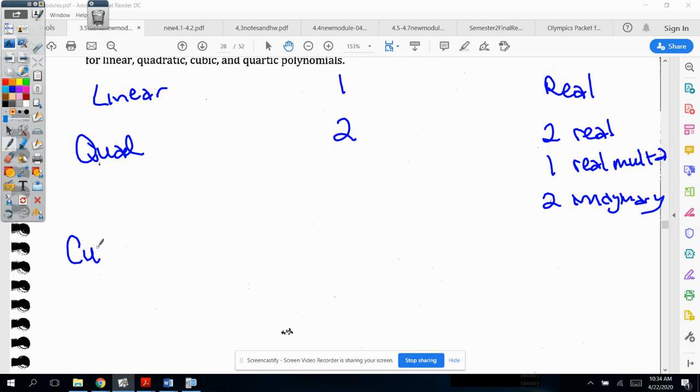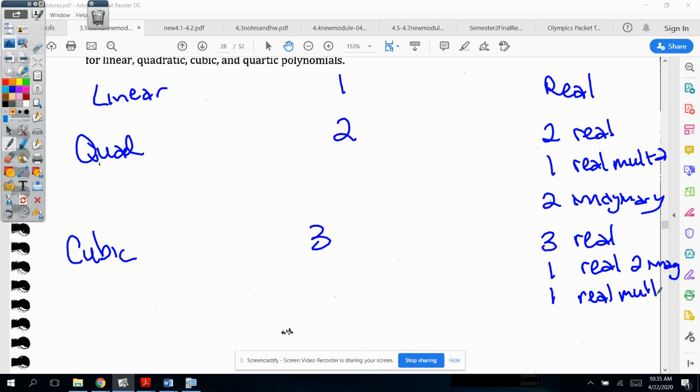Cubics have degree 3. You could have 3 real. You could have 1 real and 2 imaginary. You can have 1 real with multiplicity 3. You could have 2 unique reals, but one of them has multiplicity 2.